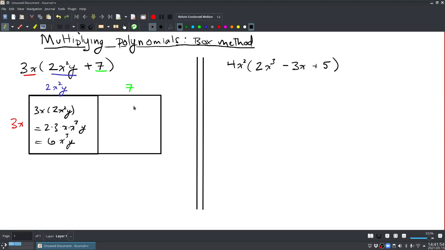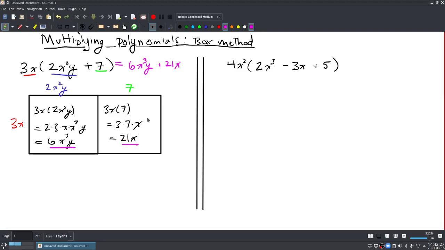And then we do the same thing for the second box. We've got 3x times 7. So this is 3 times 7 times x. If we rearrange the terms using the commutative property of multiplication, 3 times 7 is 21, and then we've got our x. So the area of the box, and this is going to be our final answer, is 6x cubed y plus 21x, because that's the sum of the areas of the small rectangles that combine to give us the big rectangle.